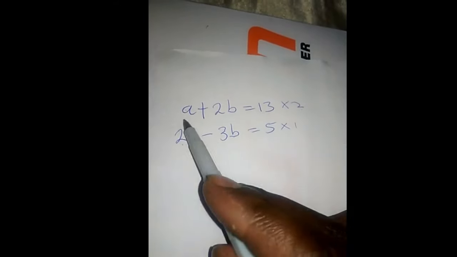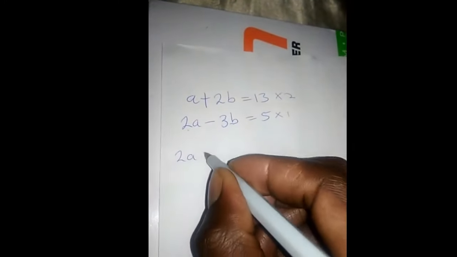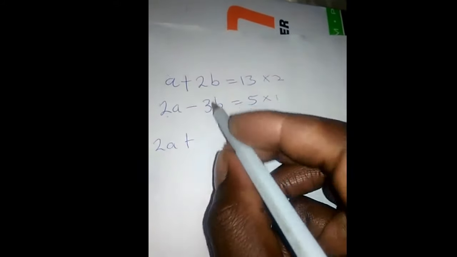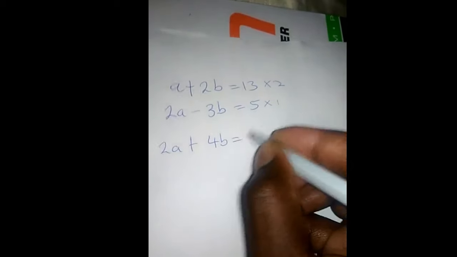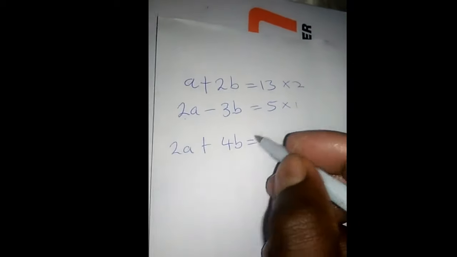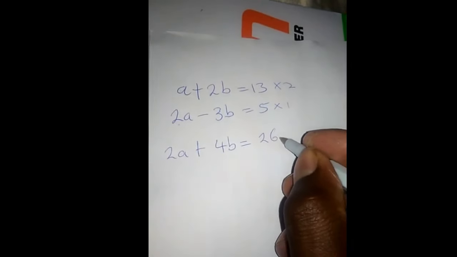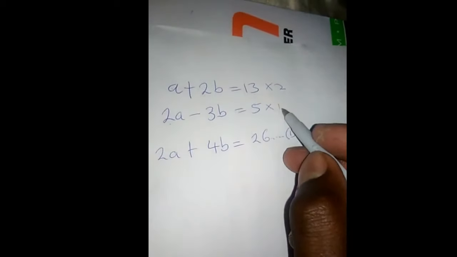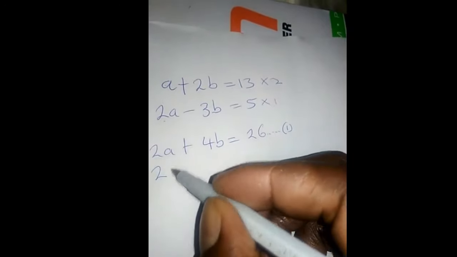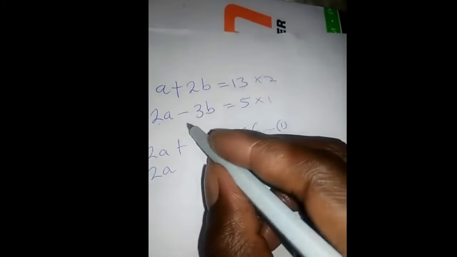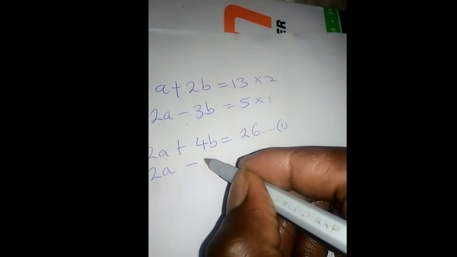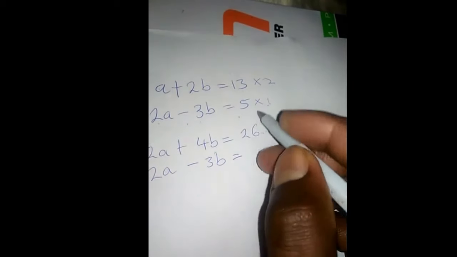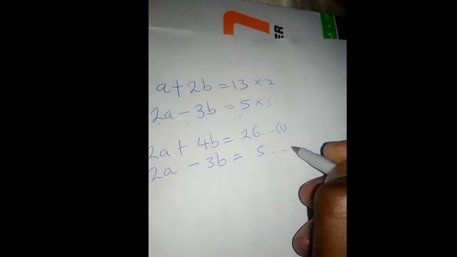So I'm going to say 2 times a, I get 2a, plus 2 times 2, it becomes 4b, and 13 times 2 becomes 26. We mention it as equation 1. And the second one, 1 times this one became 2a, 1 times negative 3b became negative 3b, equals 1 times 5, which became 5. I'm going to say it's equation 2.